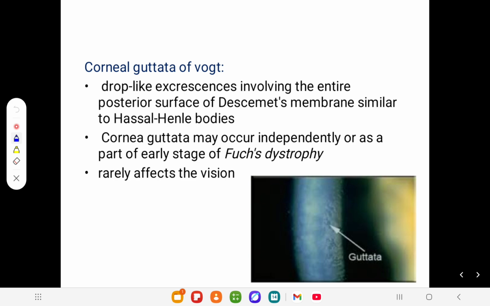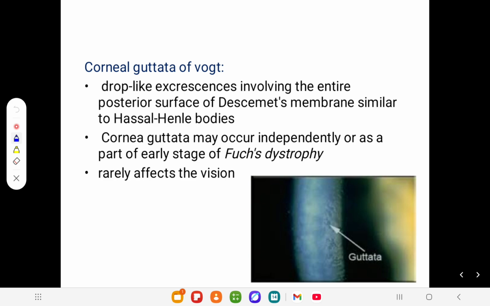oh, what do you call that? I forgot that particular name in contact lens. Blebs, yeah, I recall it. So the difference between blebs and corneal guttata, we will definitely discuss in contact lens complications too, which is very important.